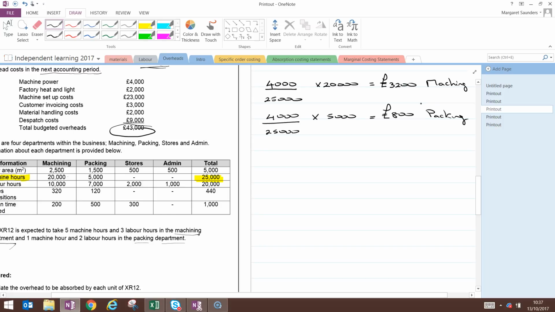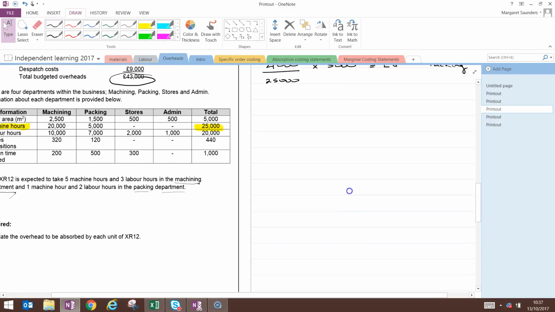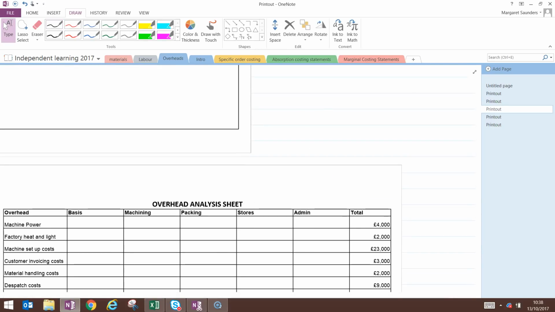So we can now put those figures into the overhead analysis sheet. So we've got 3,200 and 800. And in the basis column we write machine hours. Now always make a check. 3,200 plus 800 gives us 4,000, so we've done it correctly.